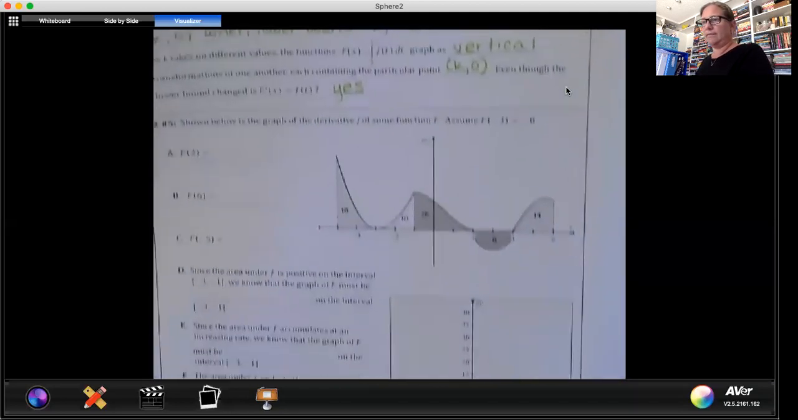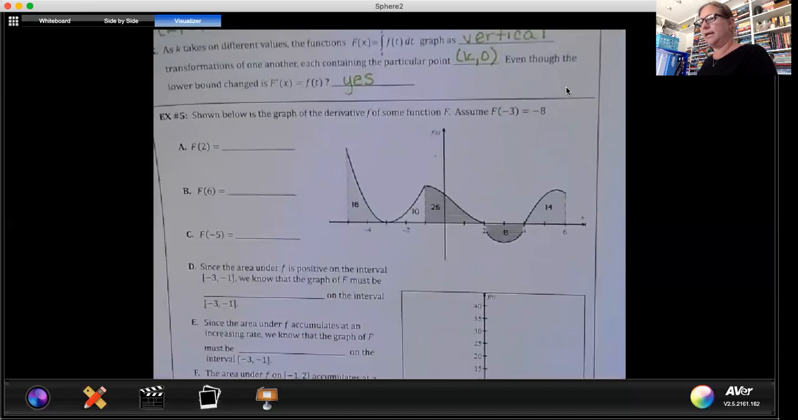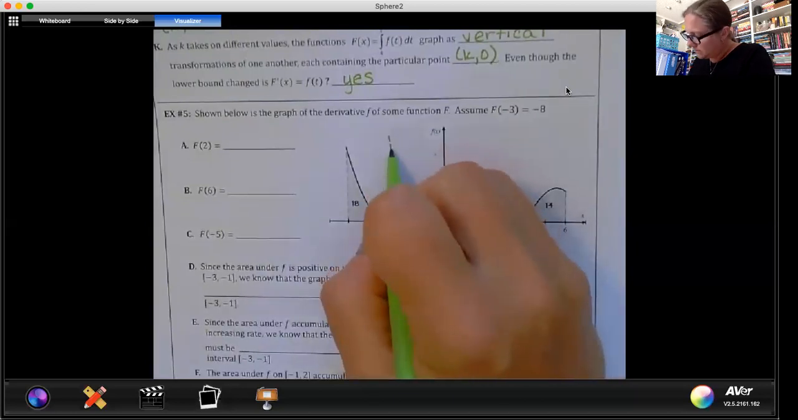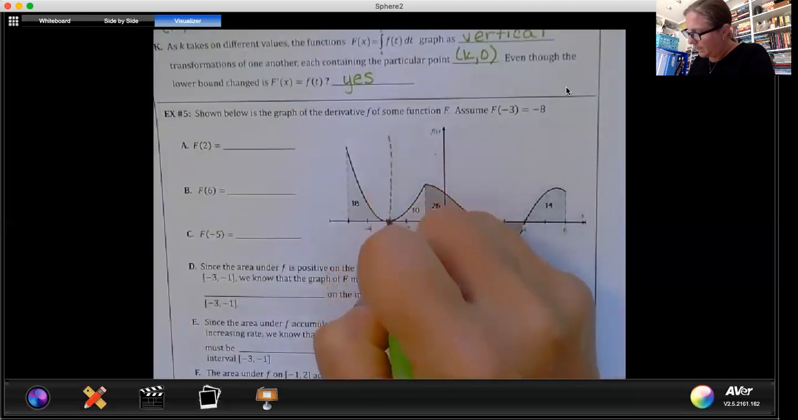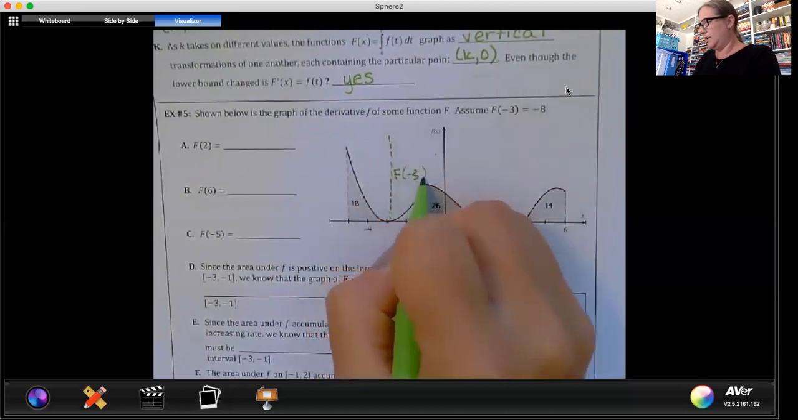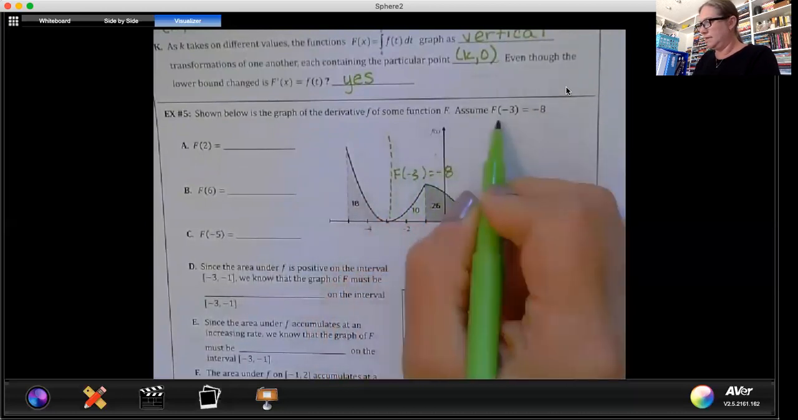Shown below is the graph of the derivative f of some function f. Assume f of negative 3 is negative 8. Okay, so we're going to draw a line here at negative 3. And f of negative 3 equals negative 8. That's given in the problem.